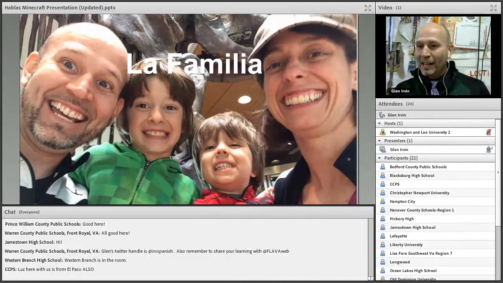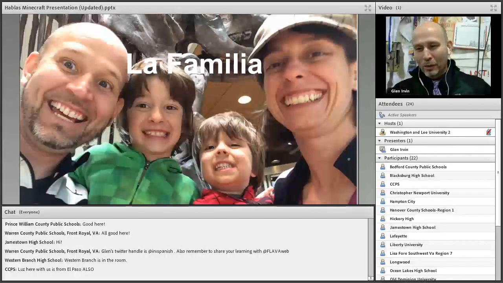So this is La Familia, my family, and especially those two boys there, I mean my wife, of course, too, but those two boys are my inspiration for wanting to pursue this. They are the true experts. That's what I always tell people. My students and my own children are the true experts in the Minecraft world. Now I just had to find a way to connect that to la clase de español, to my Spanish class.